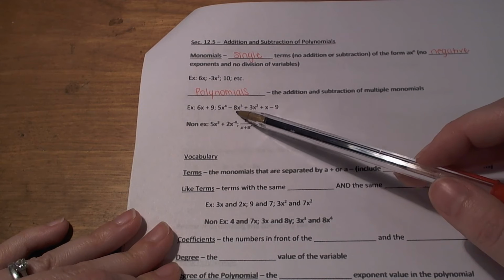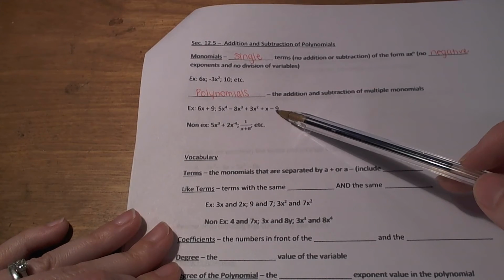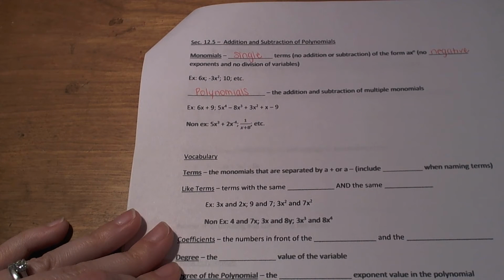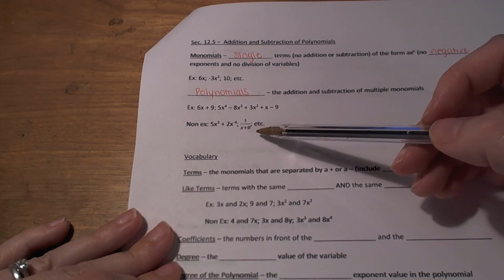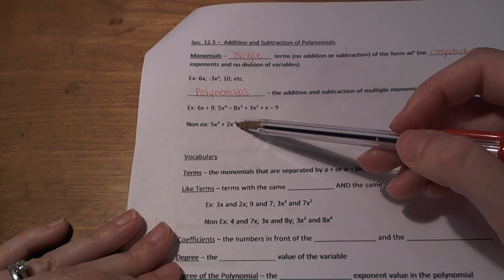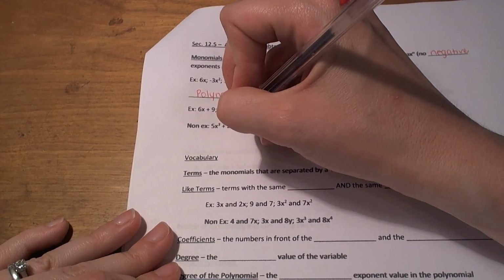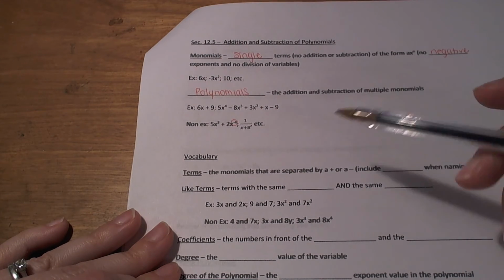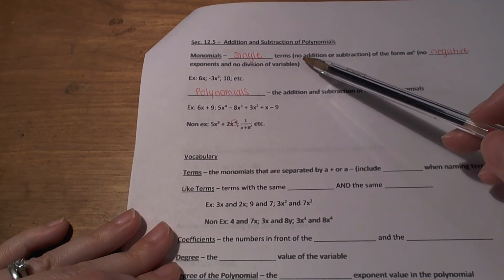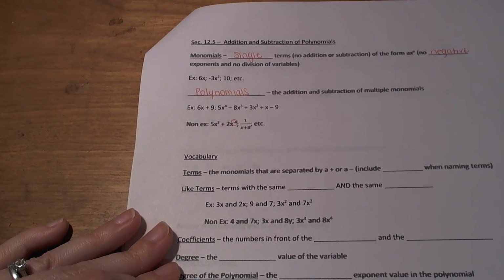This next one happens to have 1, 2, 3, 4, 5 individual terms. And each individual term is a monomial. And so altogether that makes a polynomial. But for the non-examples in the second line here, the reason why 5x cubed plus 2x to the negative fourth is not a polynomial is because of this negative 4 exponent. That means that individually that term is not a monomial since we cannot have any negative exponents. So overall it means the whole value is not a polynomial.